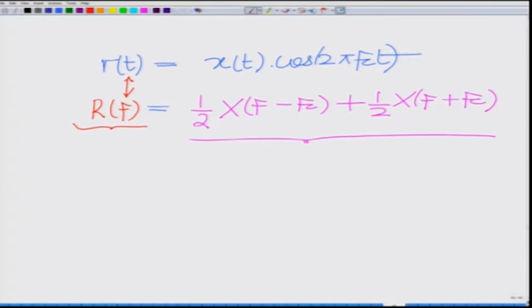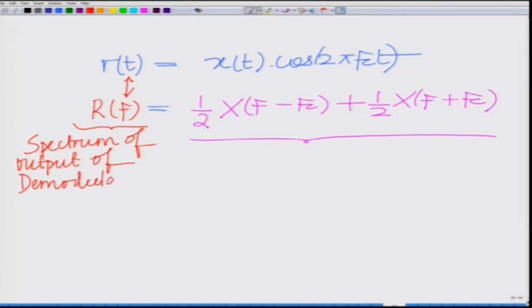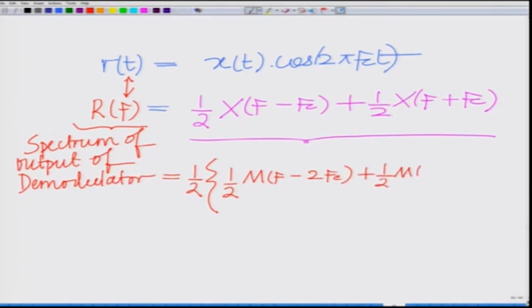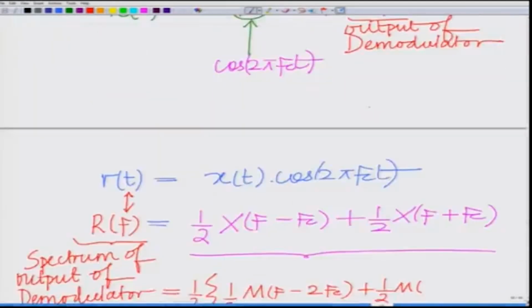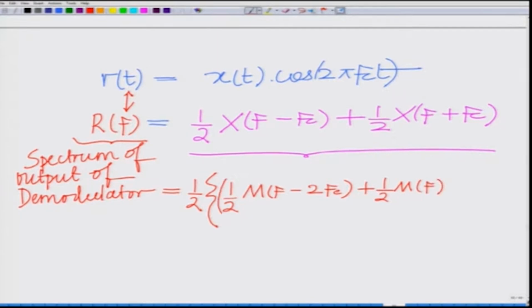This is the spectrum of the output of the demodulator, that is equal to half, and instead of XF minus FC I am going to substitute that expression. So XF minus FC is half MF minus 2 FC plus half MF, that is MF plus FC minus FC, that is half MF, times HF minus FC.